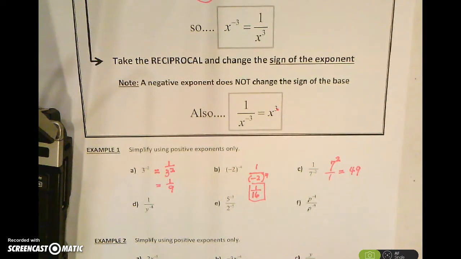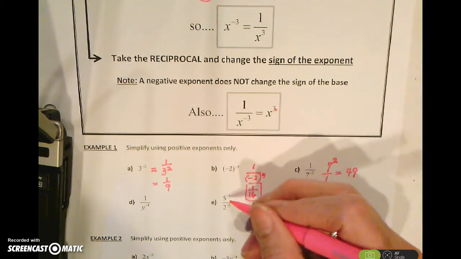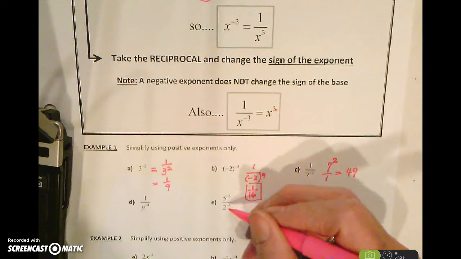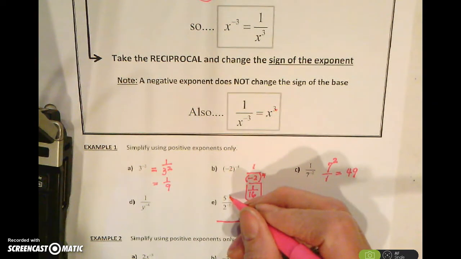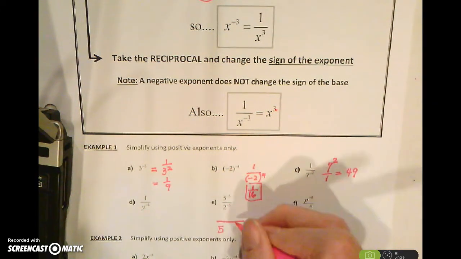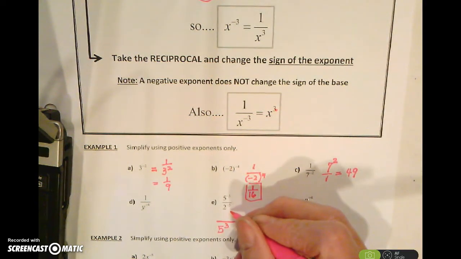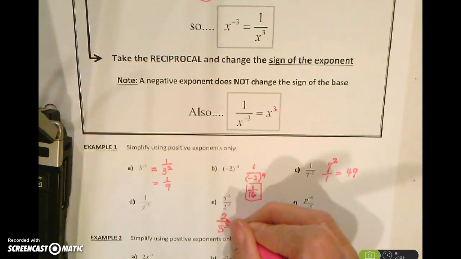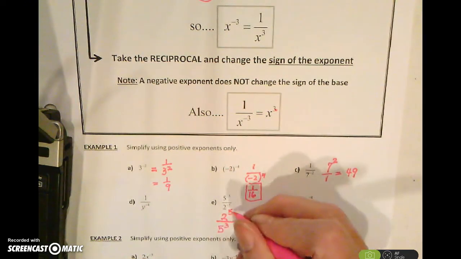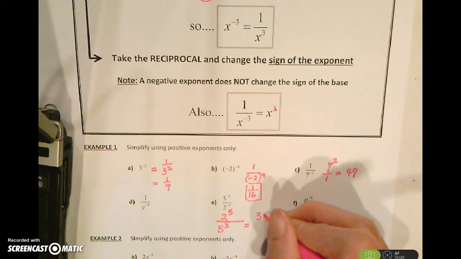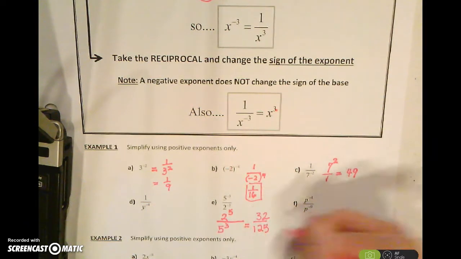So here, let's look at example E. If I have 5 to the negative 3 divided by 2 to the negative 5, I have two different bases with negative exponents. My 5 to the negative 3 is going to reciprocal down to the bottom, and my negative 3 is going to become positive 3. And my 2 to the negative 5, which was in the denominator, is going to pop up to the numerator and become 2 to the positive 5. So multiplying out 2 times 2 times 2 times 2 times 2 gives me 32 over 5 to the third, which is 125.